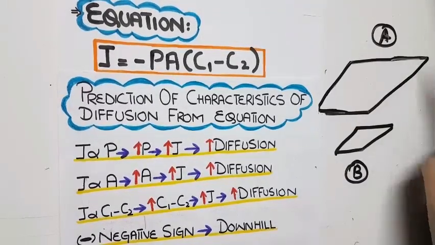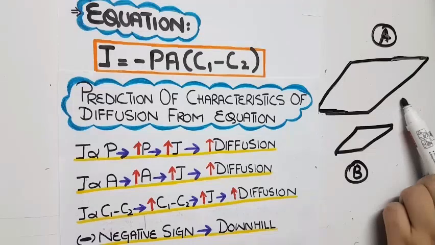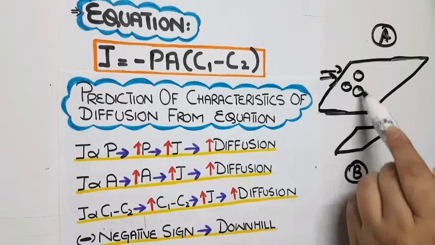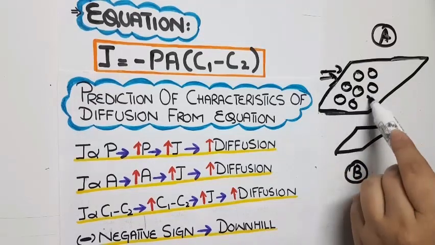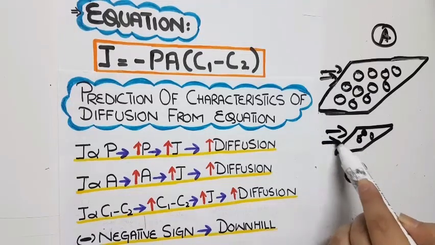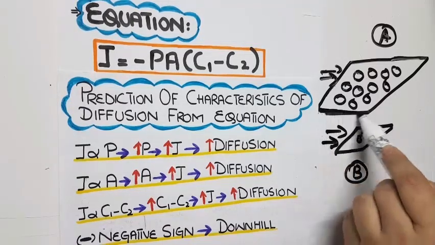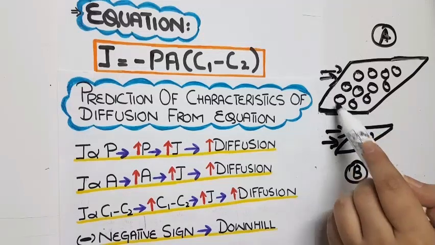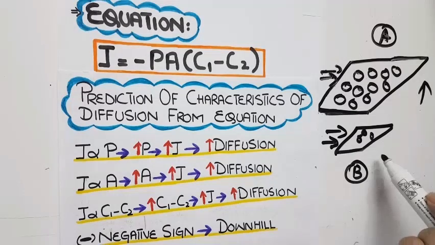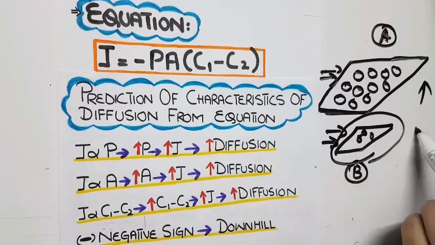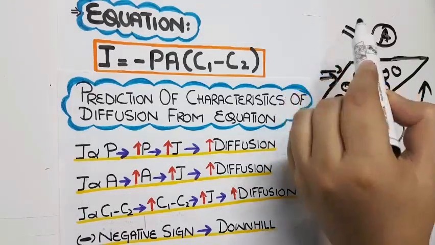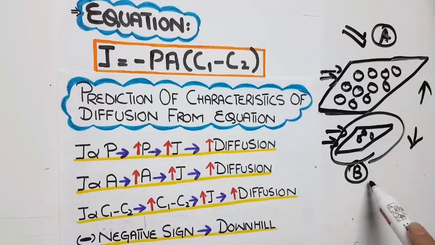This plane A has greater area as compared to B, so the number of molecules striking plane A will be higher as compared to B, which means that when the area is greater, the number of molecules diffusing through the membrane will be higher as compared to a smaller area. So diffusion through A will be higher than diffusion through B.